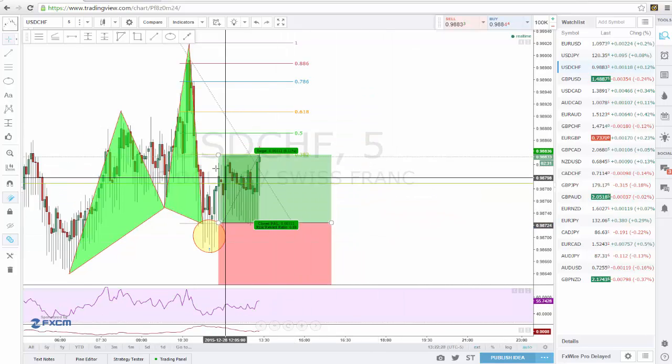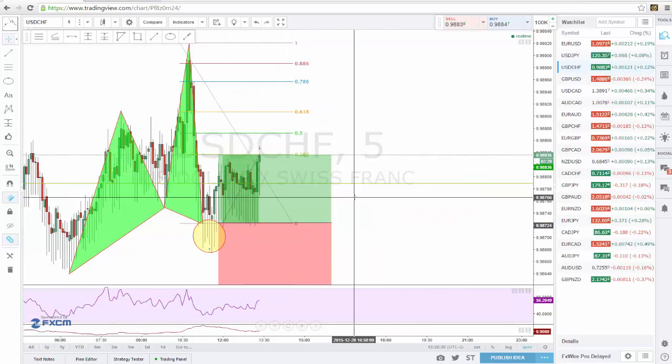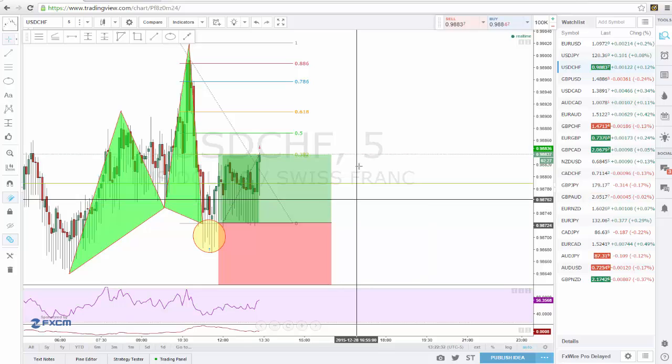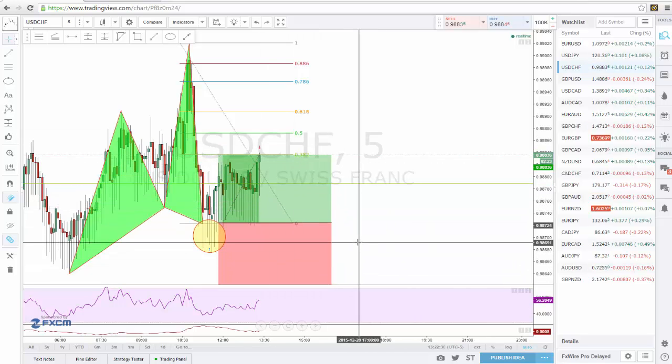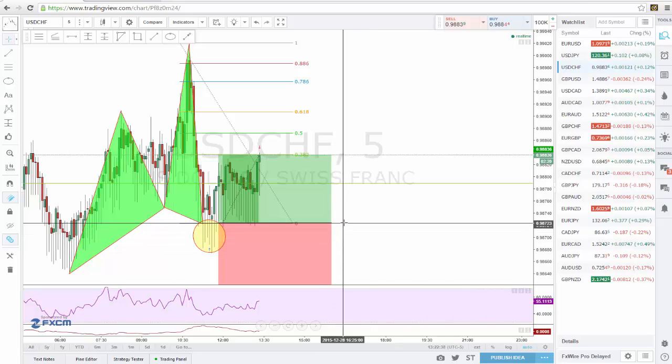Here we go guys, shot over just in time to see that we have actually hit targets on the dollar Swiss cipher pattern here. And this is just another live example of a successful cipher pattern. Put a little money in the bank for us, and I hope you enjoyed it.